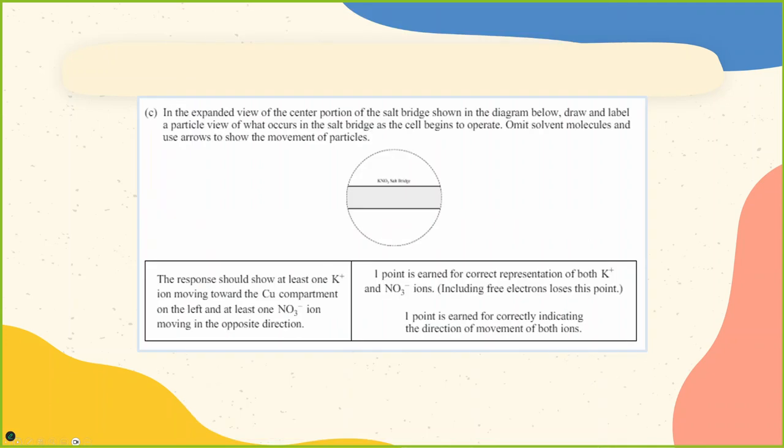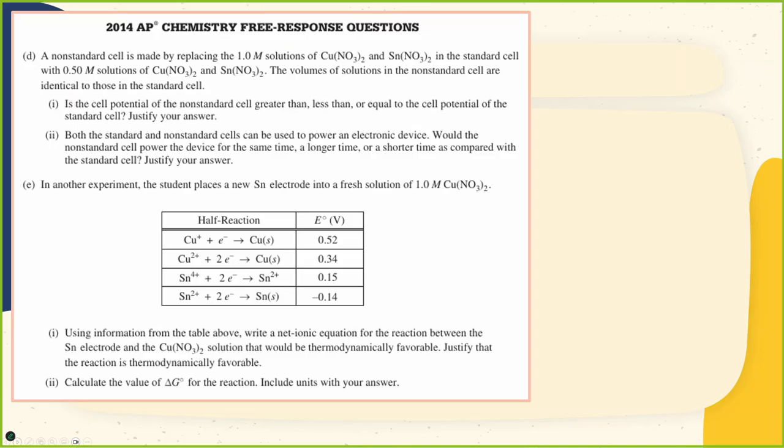One point is earned for the correct representation of both the K plus and NO3 minus ions, so if you just wrote them in correct ion form. It says including free electrons loses this point. And then 1 point is earned for the correct direction. So that one was a 2-point question: writing the ions is 1 point, and the direction is 1 point as well.